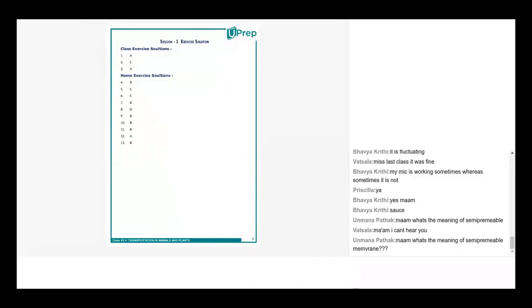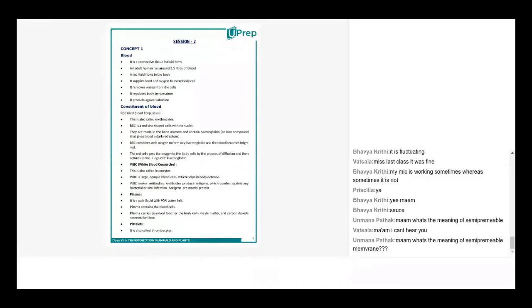About the different kinds of blood vessels. Okay. Priscilla, can you please read out the points which are mentioned in blood?